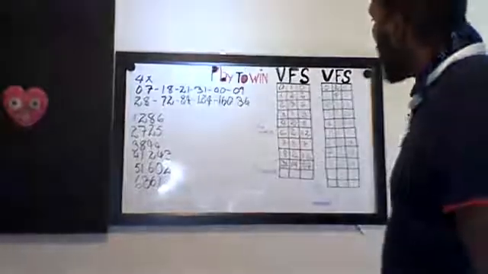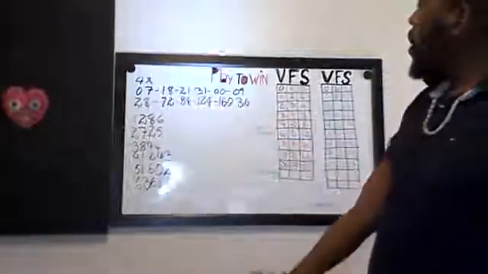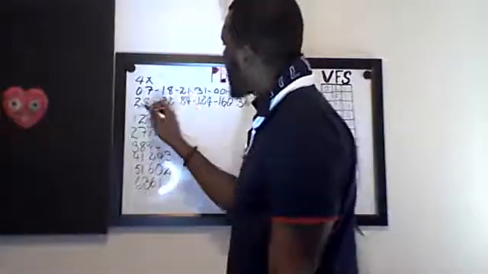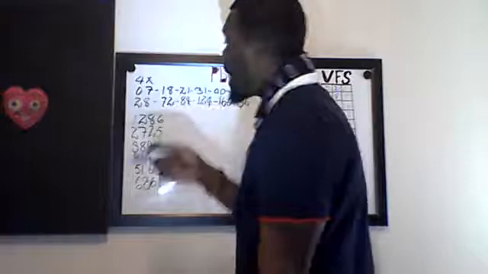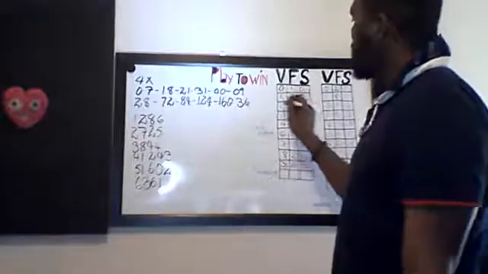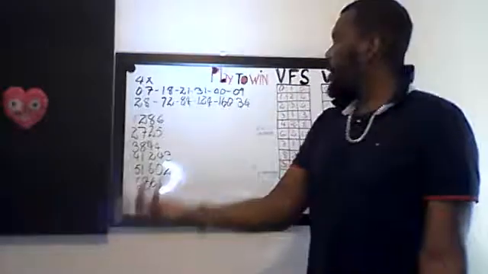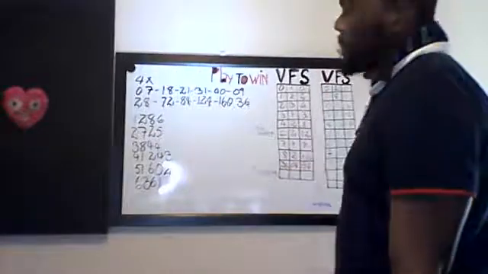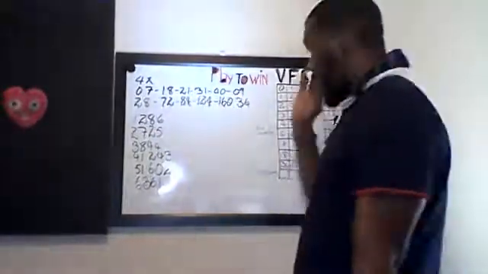Now we're looking for 2, because we did 0 already. How many 2s do we have? We check, check, check. We got three 2s. So we go over here on the frequency line next to 2, and you put 3. And that's how you do it for all the numbers on the value.